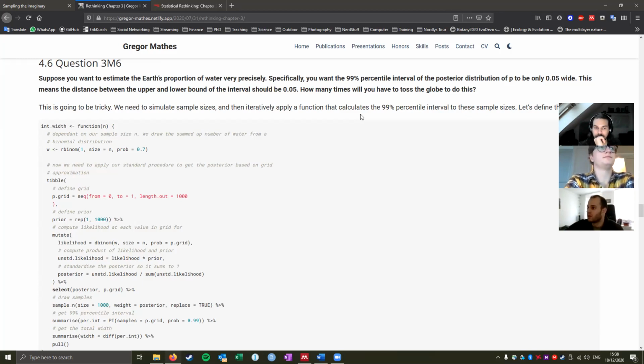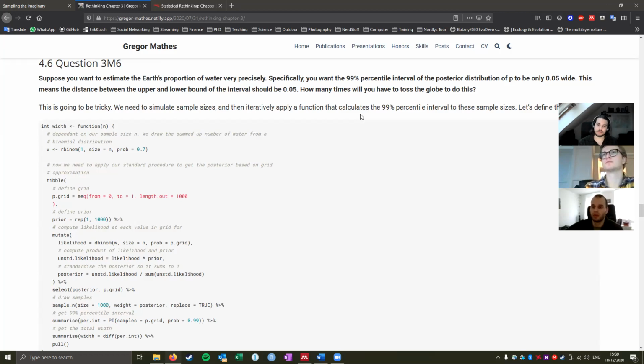Of the posterior distribution of p to be only 0.05 wide. This means the distance between the upper and lower bound of the interval should be 0.05. How many times will you have to toss the globe to do this?